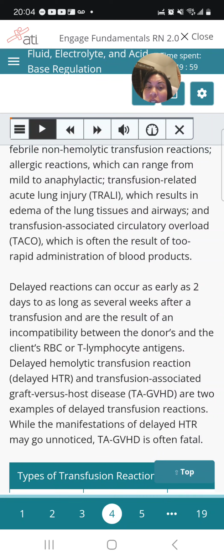Delayed reactions can occur as early as 2 days to as long as several weeks after a transfusion and are the result of an incompatibility between the donor's and the client's RBC or the T lymphocyte antigens.